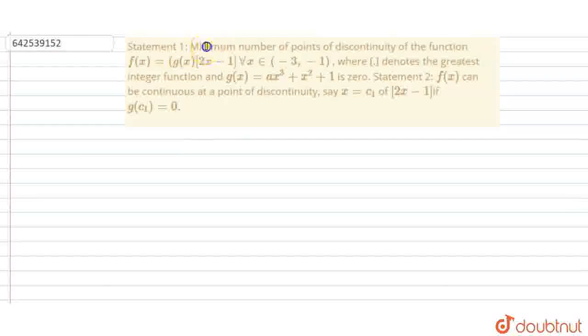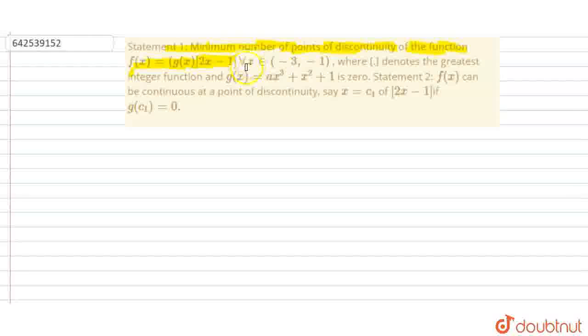Hello students, let us see this problem. There are two statements. We have to validate whether the statements are true or false. Minimum number of points of discontinuity of the function f(x) is equal to g(x) into [2x minus 1].